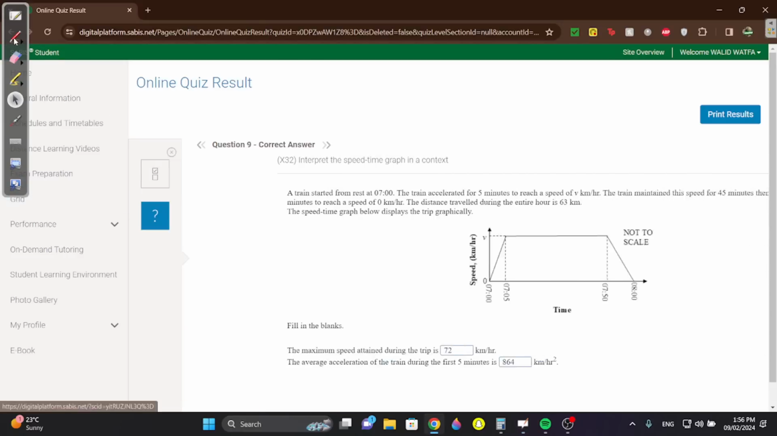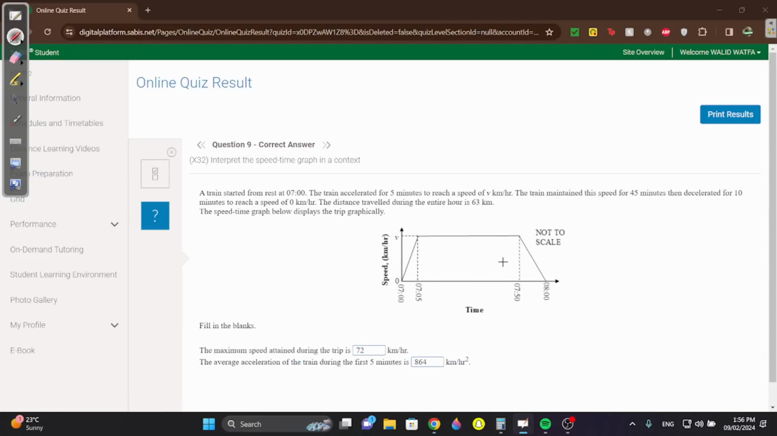Question 9. The maximum speed. Okay. In the exam, I think it was 56. No, I don't. I forgot, honestly. I'll get the answer now. For the answer in the exam for this one was 56 and 672. But regardless, I'll tell you how to solve it. The maximum speed you have to do base 1 plus base 2 over 2 times height equals 63.